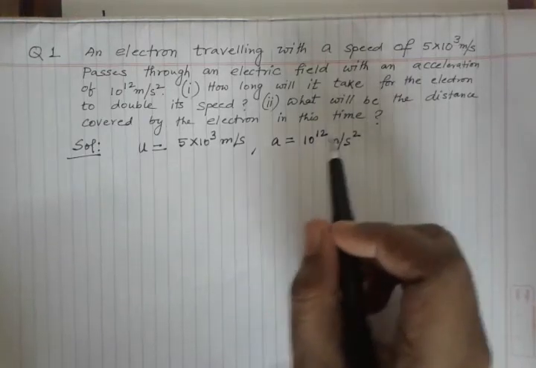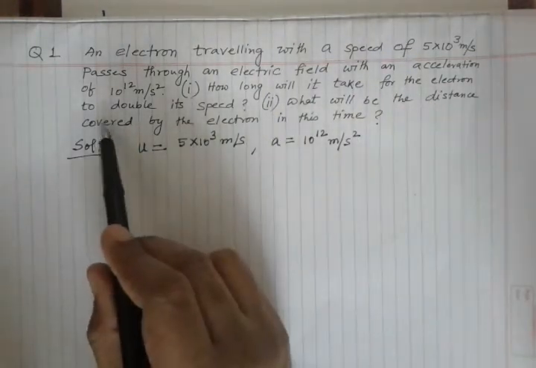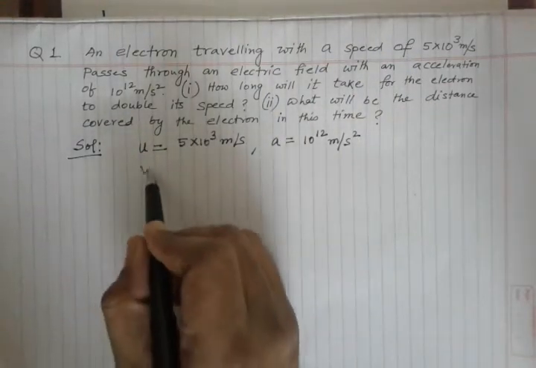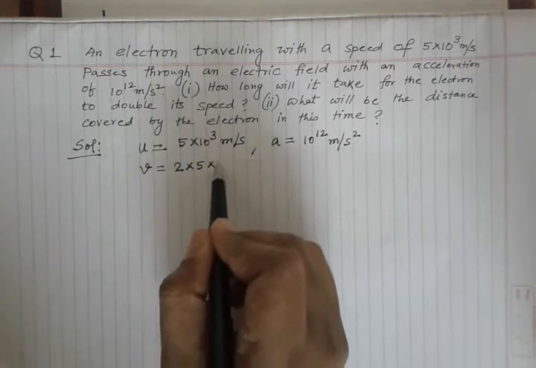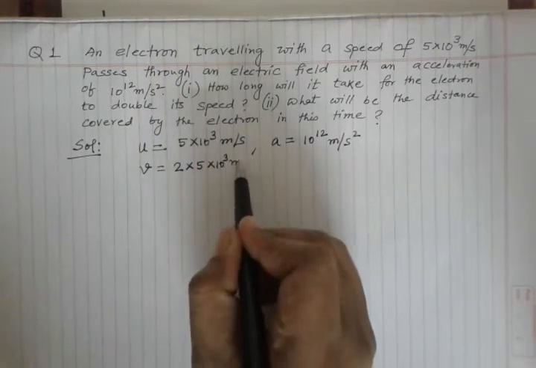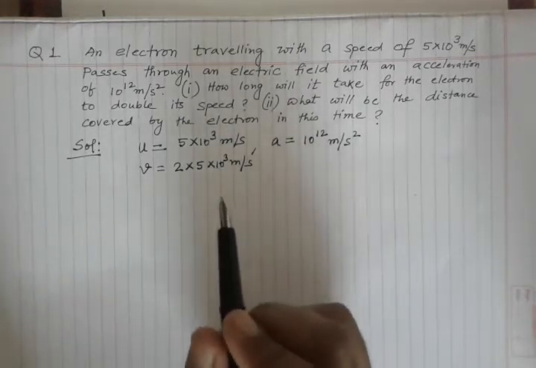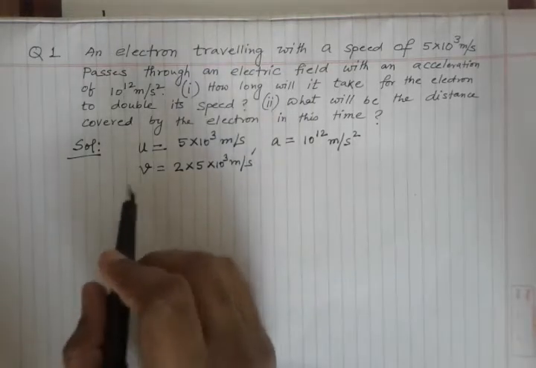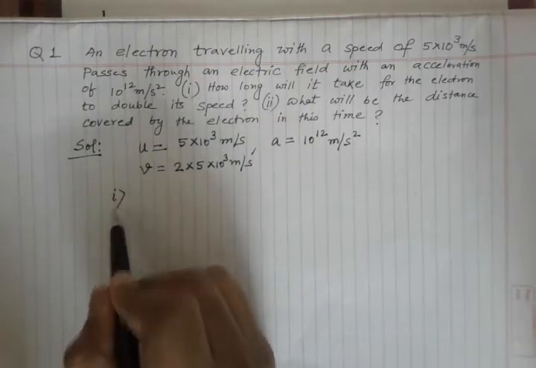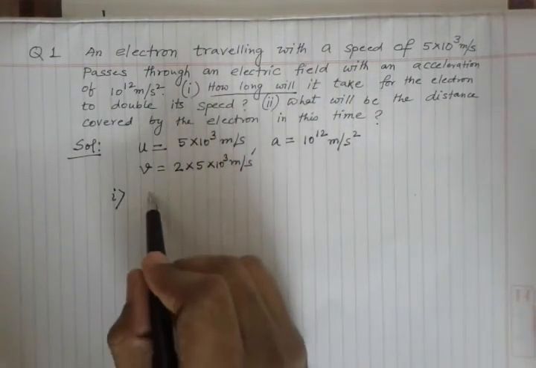Now it is said that the velocity will be doubled. How long will it take for the electron to double its speed? So it will be doubled. That means v will be 2 into 5 into 10 to the power 3 meter per second. If we calculate this, we'll get some value that we'll calculate later. First we have to find out the time. How long means you have to find out the time here.